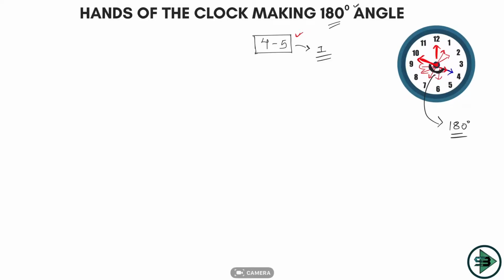Now my question to you is, it happens once in 1 hour. What is the time during that time? At what time between 4 to 5 will this happen that the angle between the two hands of the clock will be equal to 180 degrees? So I'll write a simple thing. Time is equal to what?